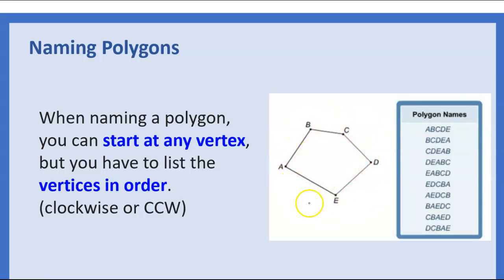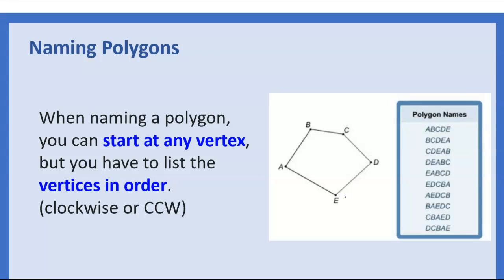You could go this way. You could start with C and go B, A, E, D. That would be a valid name for this polygon. You could start with E and go E, A, B, C, D. That would also be a valid name. All of these names listed here are valid names for this particular polygon. You just have to make sure you go in order. So you couldn't go C, E, B. That wouldn't be valid because that isn't the order that the lines go in the polygon, the sides.